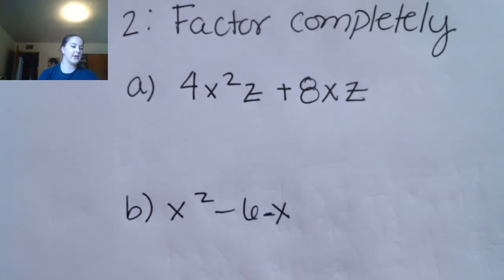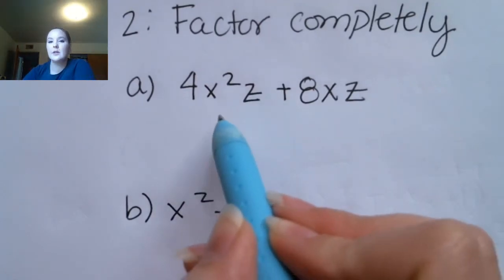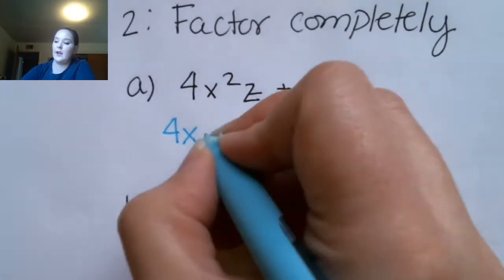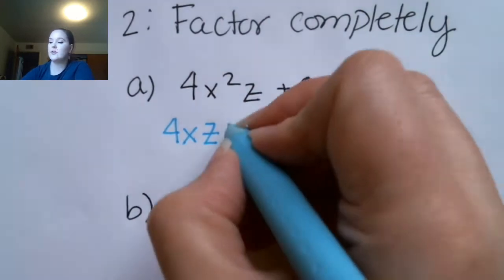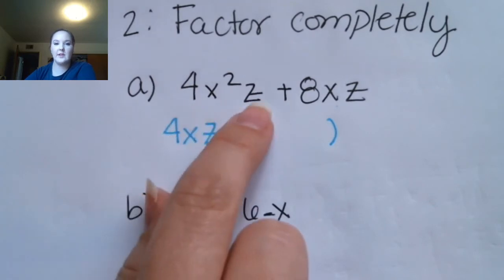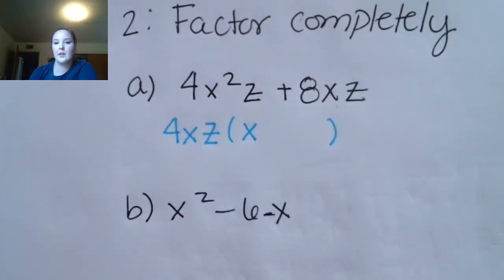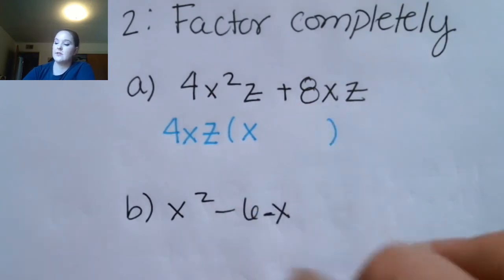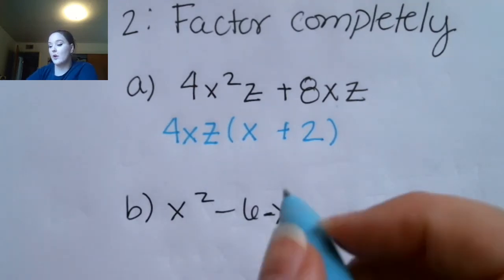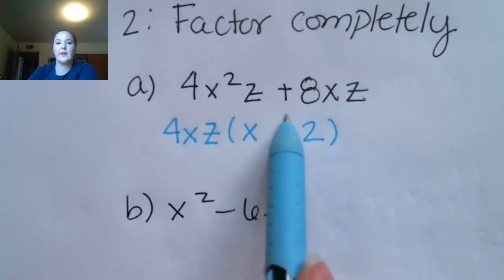Now, whenever you're factoring something and you don't know what type of factoring it is, the first thing you want to do is look for common factors. I can see in this term and this term, I have the common factors of 4, x, and z. So the first thing I'm going to do is factor that out and see what's left. If I factor out 4xz, I only have x left here, and here I only have 2 left. This is actually all you can do to factor this one because what you're left with doesn't factor any further.